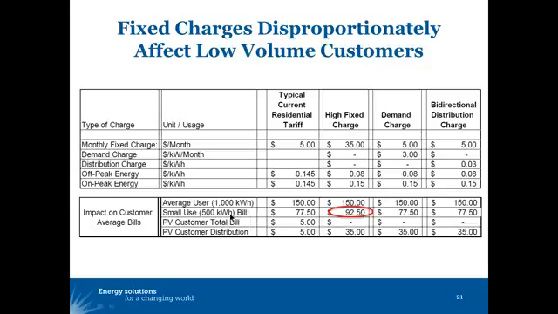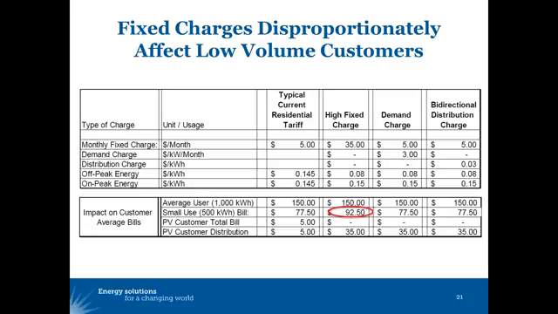But for the customer with a 500 kilowatt hour bill, they pay $77.50 under any of the volumetric rate designs, the current rate design, the demand charge rate design, the bidirectional rate design, but $92.50 under the high fixed charge because they're paying as much for distribution service as a larger customer, even though they're not using as much distribution service.